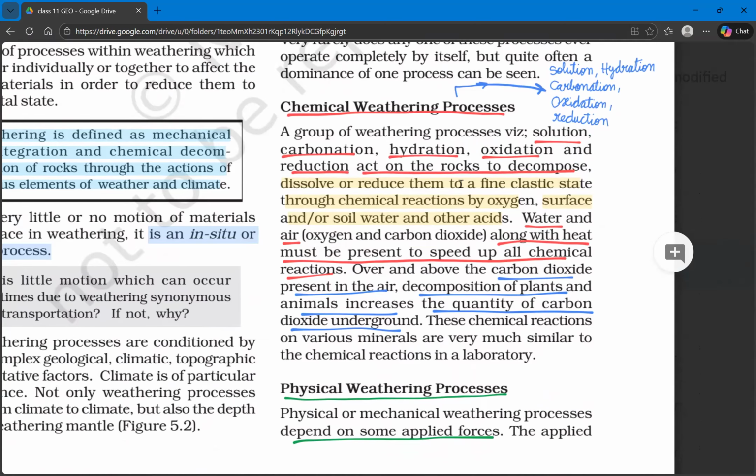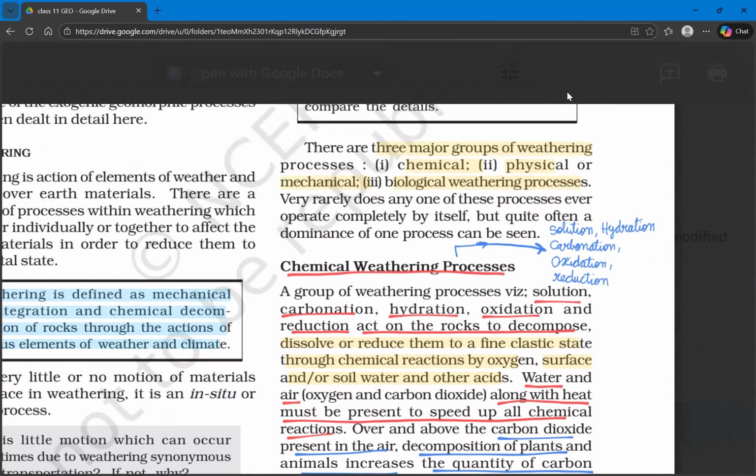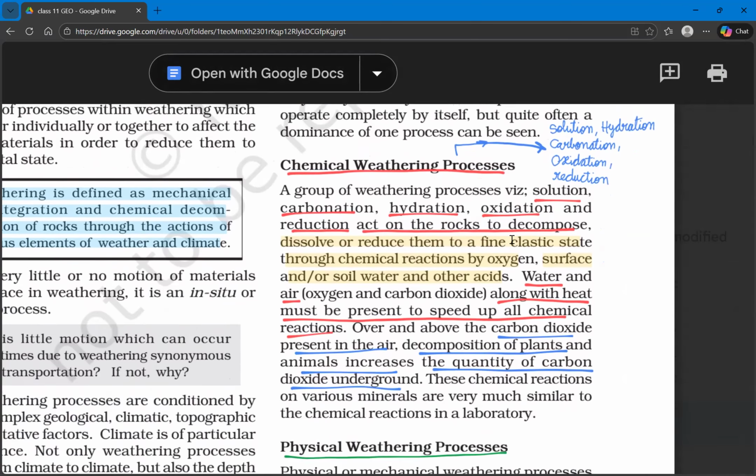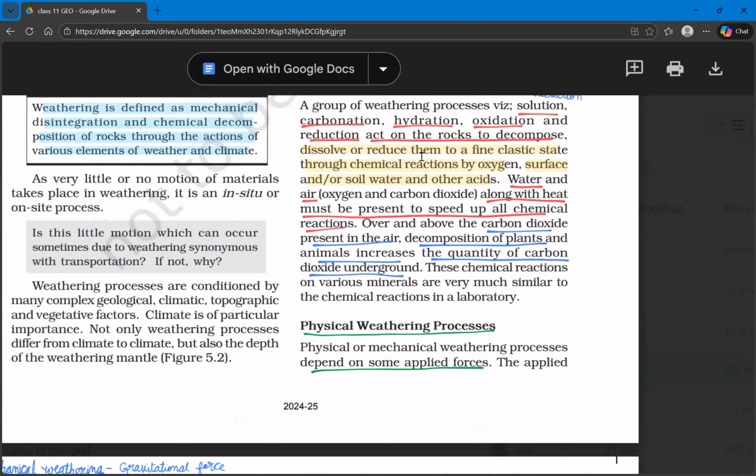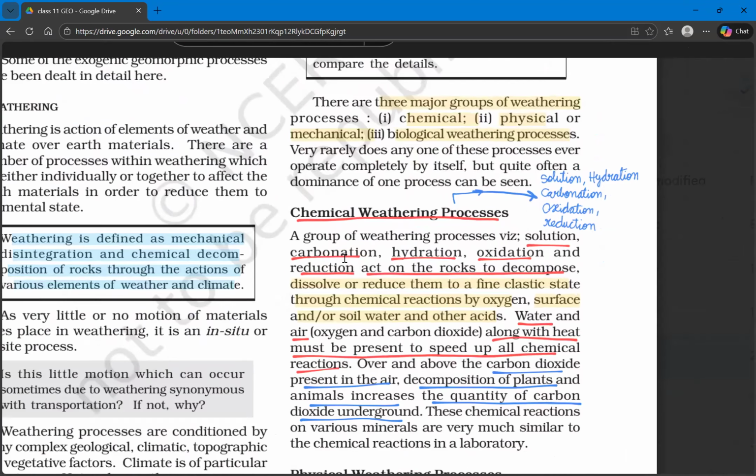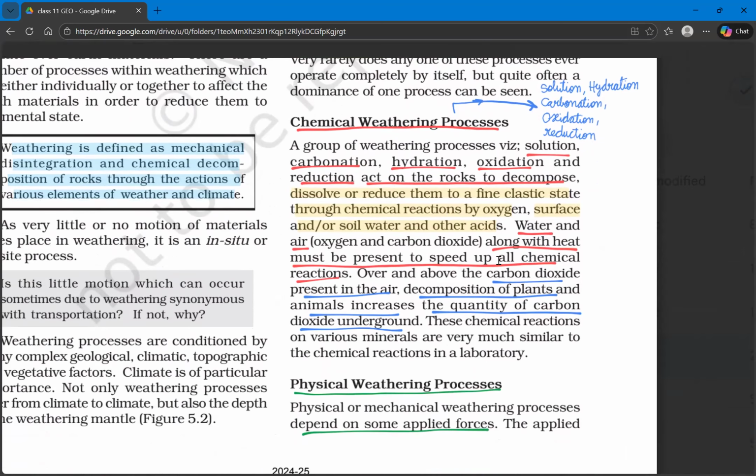A group of weathering processes, that is solution. What comes under chemical weathering processes? That is solution. Second one, carbonation. Third, hydration. Fourth, oxidation and reduction. These are all the chemical processes that act on the rocks to decompose. So that's why it is called the chemical weathering process. They act on the rocks to decompose, dissolve, or reduce them to a fine clastic state through chemical reactions by oxygen, surface and soil water, and other acids.